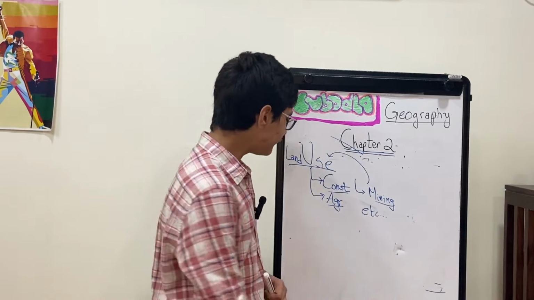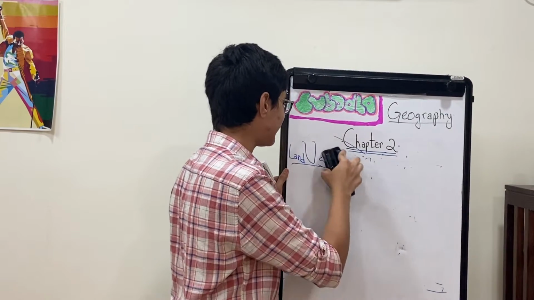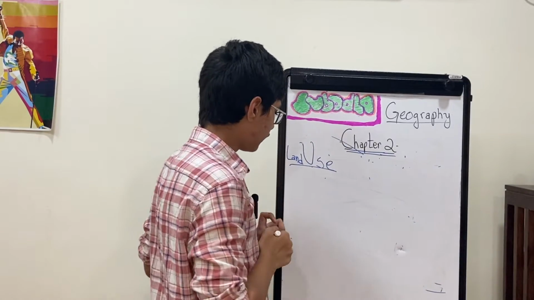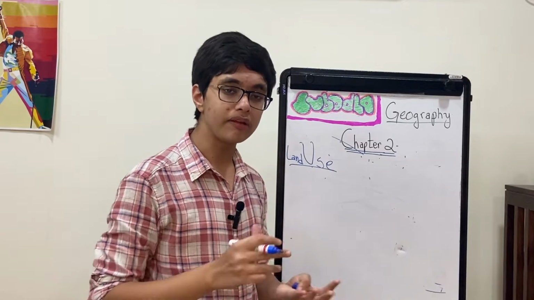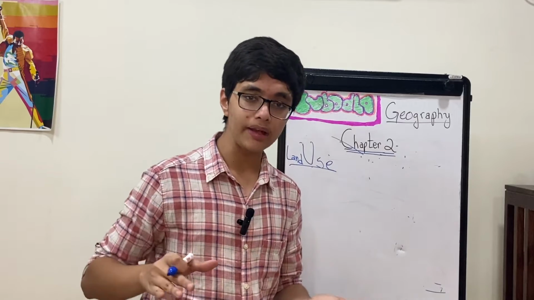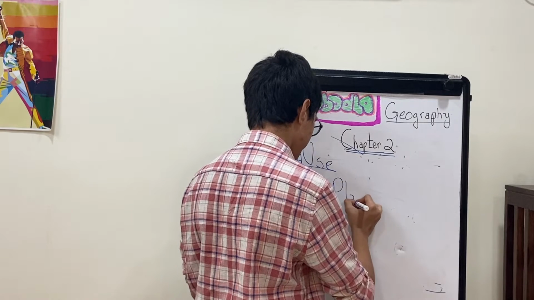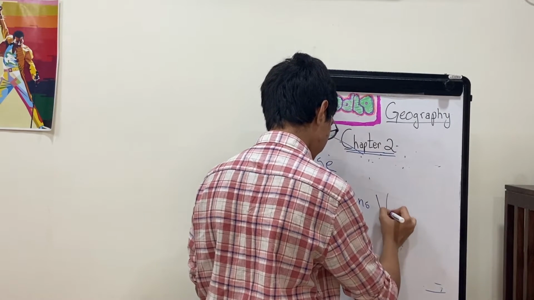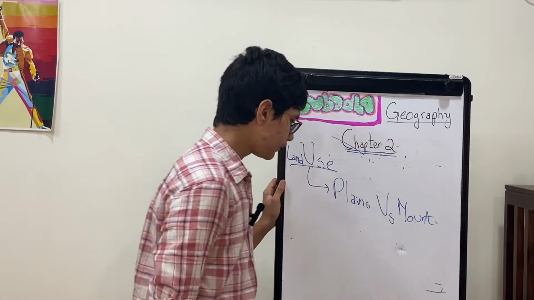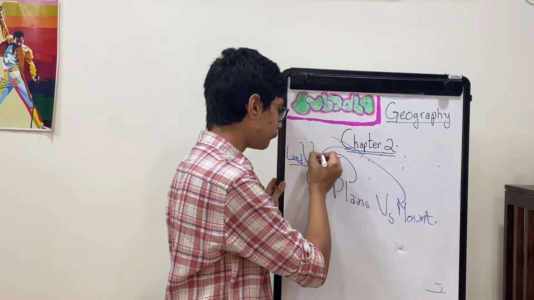Now that we've understood what land use is, what affects land use? And this is where the same concept of our topography kicks in. How can we use different pieces of land for different purposes? Or which type of land is most useful? Again, we'll go back to our example of plains versus mountains. Which one do you think has more of a use?